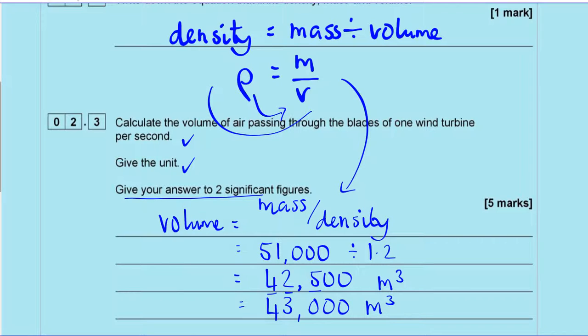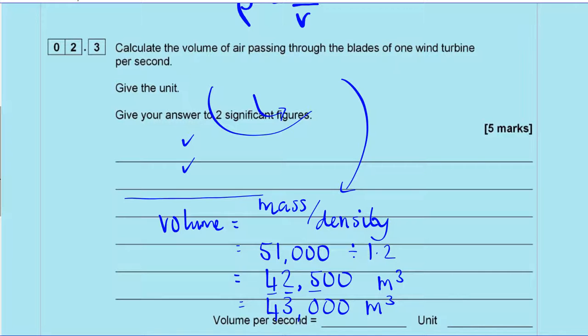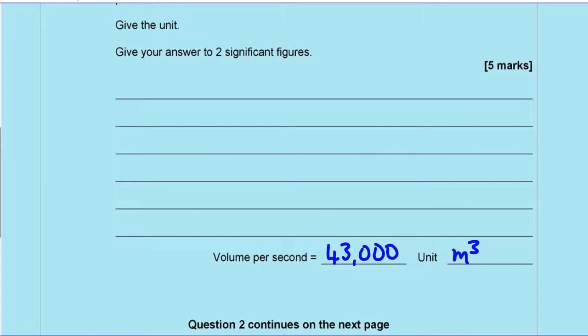So that's going to be my final answer when it is rounded to 2 significant figures, and then all I would do is transfer the 43,000 into there and the meter cubed into there for my final answer. So there is my volume filled in, rounded to two significant figures, and there I've stated the units that I've used.